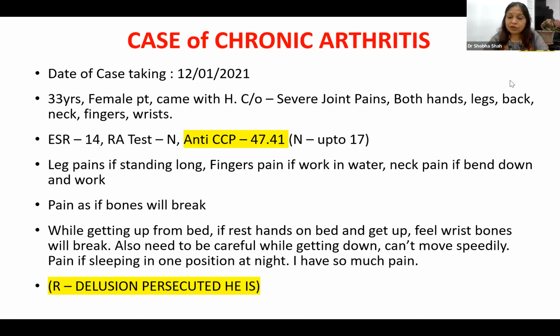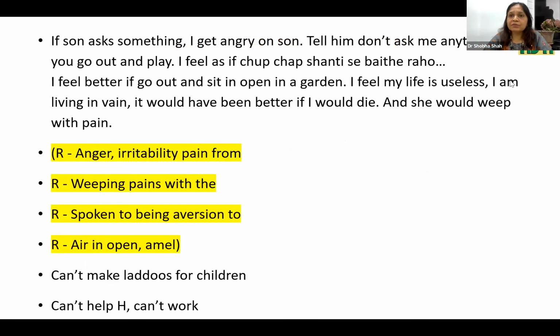So I felt that the patient was really feeling persecuted because of the pain. She said, whenever she has pain and if my son asks me something, I get very angry with him. I tell him, you don't ask me anything, go out and play. I feel that if he would let me sit quietly in peace, I feel better if I go out and sit in the open in a garden. And I feel that my life is useless. I'm living in vain, and it would be better if I would die.